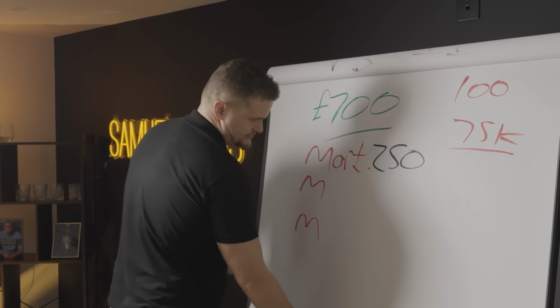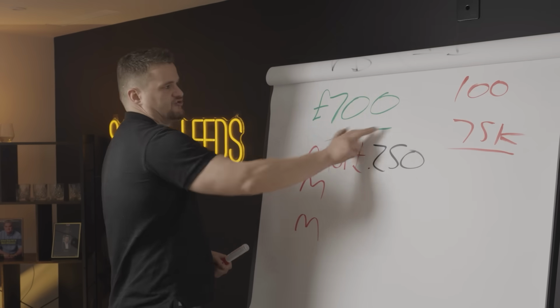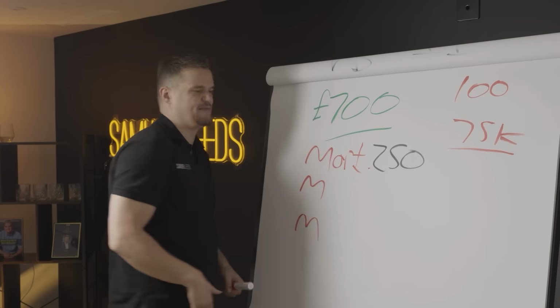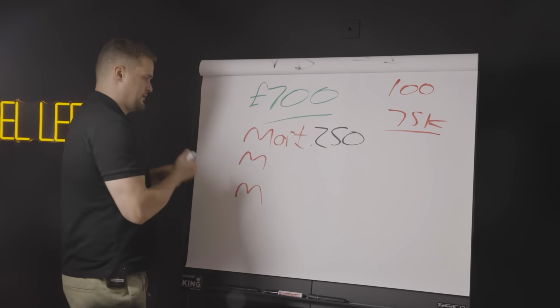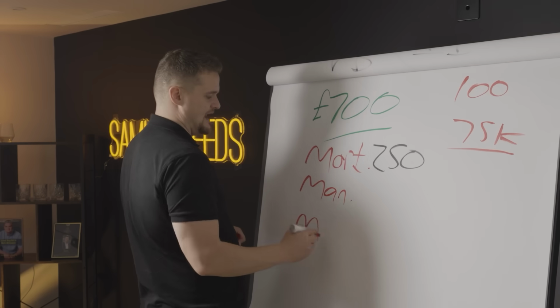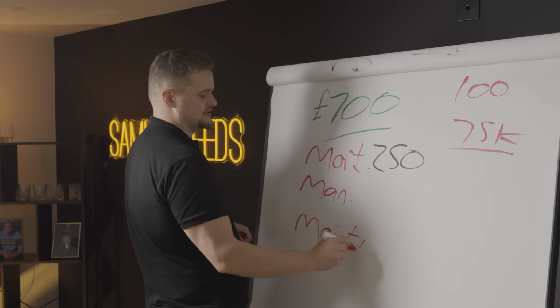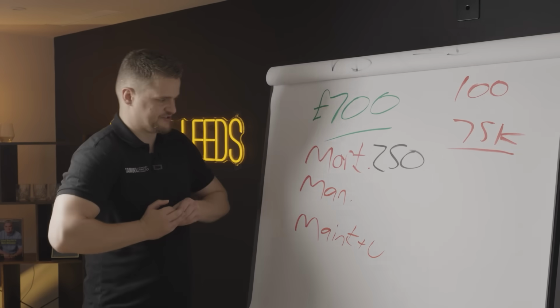Does that make sense? I hope it does. Next, maintenance. Bear in mind, £700. We've already got 250 down. That means we're only left with 450. That's pretty rubbish. And we haven't even got management and maintenance and voids. So what's this?